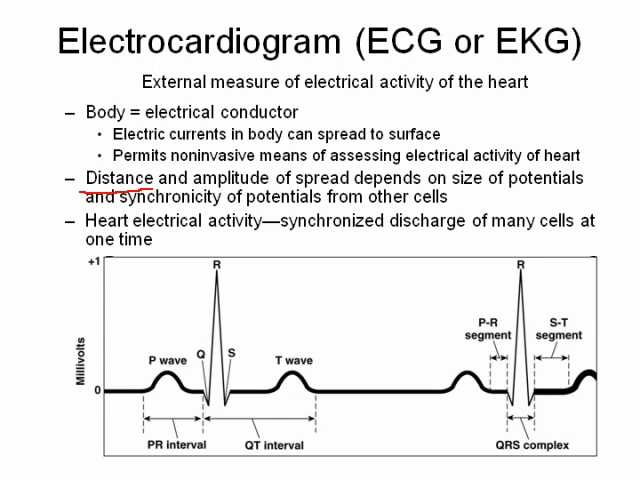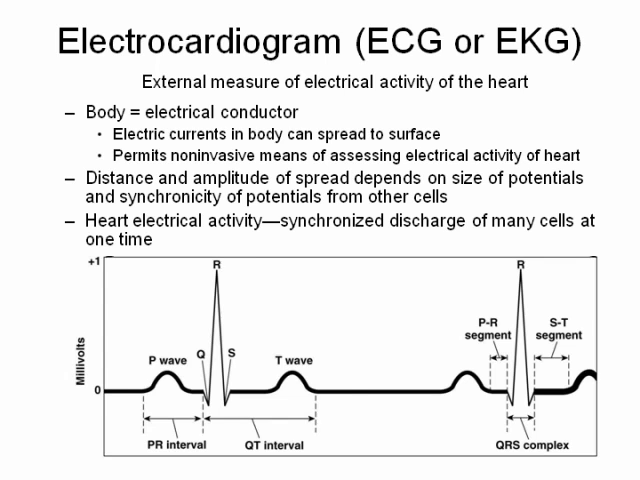In the EKG, the distance between these different features, the P wave and what we call the QRS complex, as well as the amplitude, that is how high these waves are, are aspects that are evaluated. And the distance and amplitude depends upon the size of the potentials and how synchronous they are. And of course, that's something that is important in the heart, that we have the appropriate synchronicity.